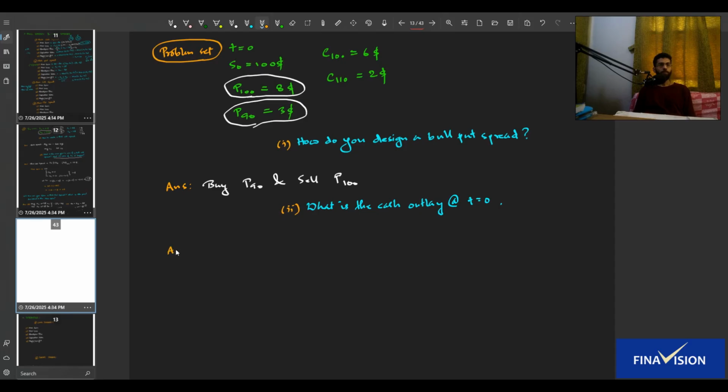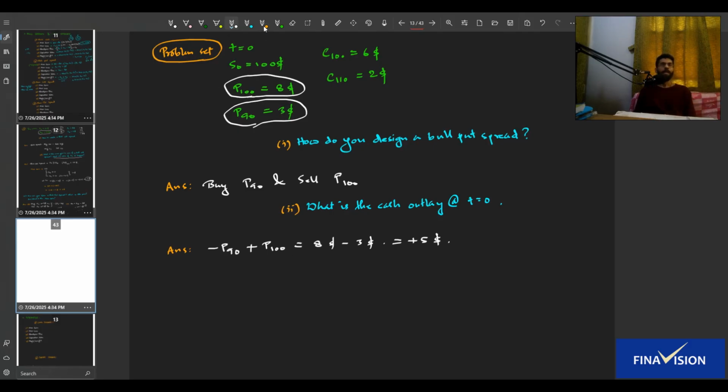The answer is very simple, friends. You pay the premium for P90 and you receive the premium for P100. So this is equal to $8 minus $3, which is plus $5. So you have a cash inflow of $5 in case of a bull put spread. And again, this is a contrast between a bull call spread and a bull put spread.